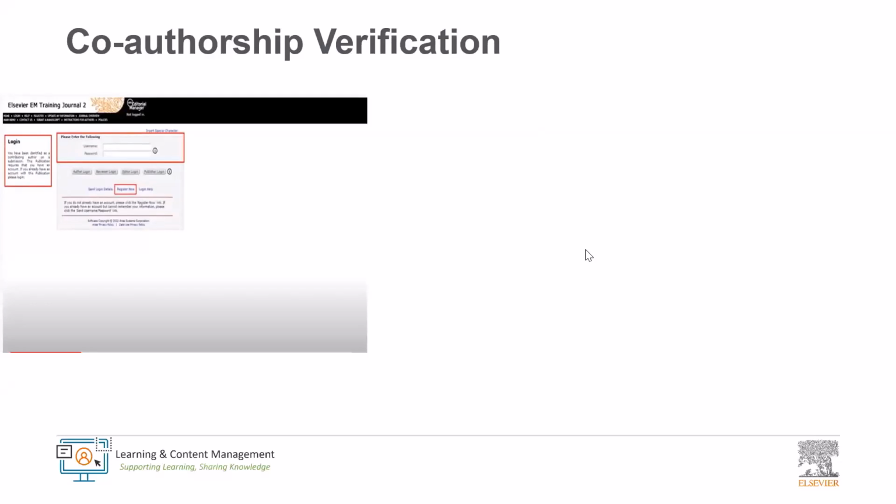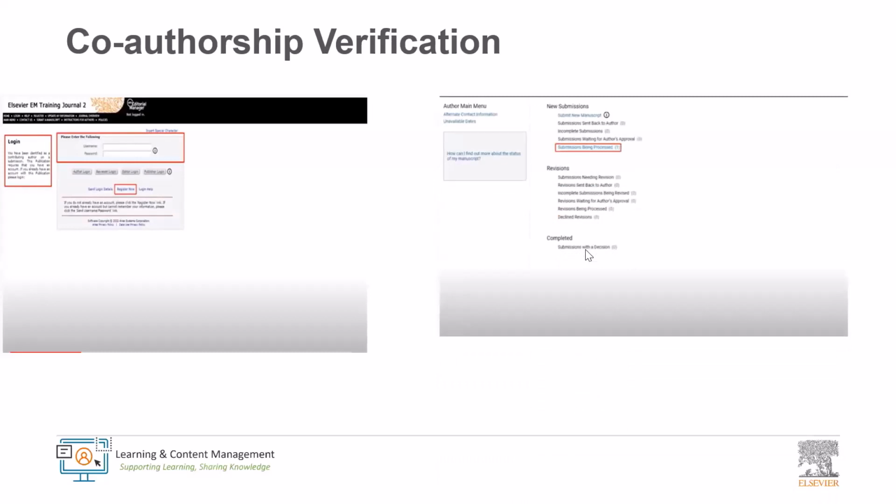This allows you to view the status of your submission on the author main menu, as you can see, from the submission being processed folder. I know the font size is really very small, but if you look, the submission being processed folder will be available, and that's where you can find the information.